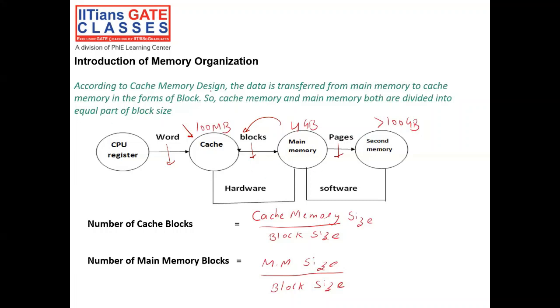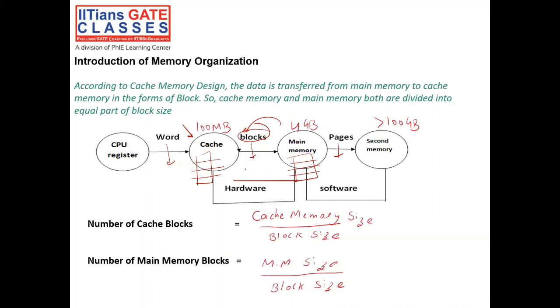So according to cache memory design, the data is transferred from main memory to cache memory in the form of blocks. So cache memory and main memory are both divided into equal parts of block size. The memory organization divides the cache memory into equal parts of block size, and similarly the main memory into equal parts of block size.